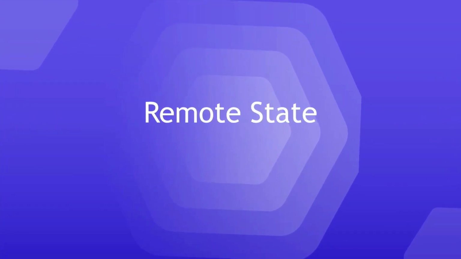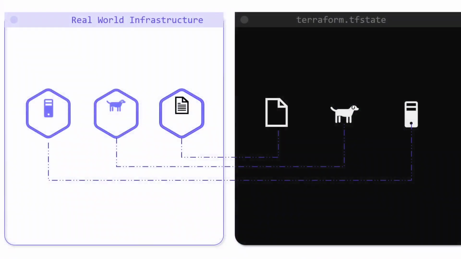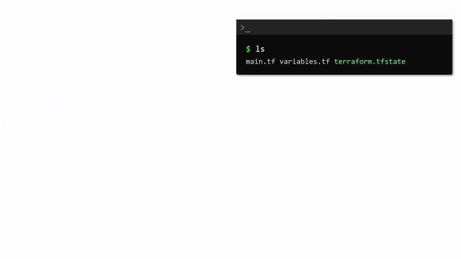In this lecture, we will get introduced to remote state in Terraform. Previously, we saw how Terraform uses the state file to map resources in the configuration file to real-world infrastructure. So far, we have been working with the Terraform state file that is stored locally.